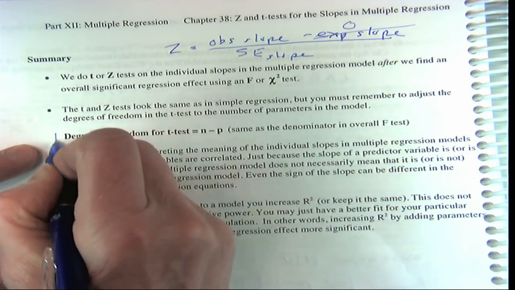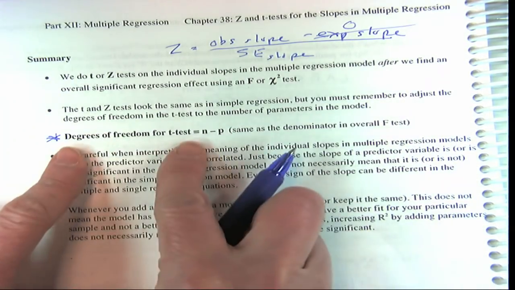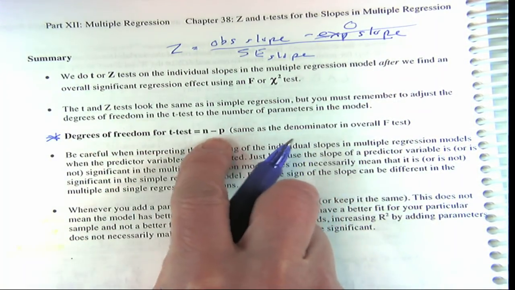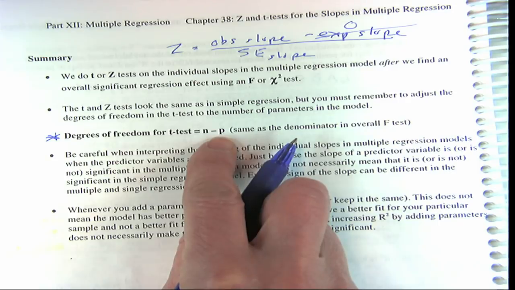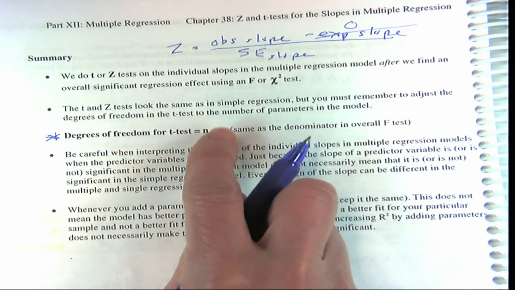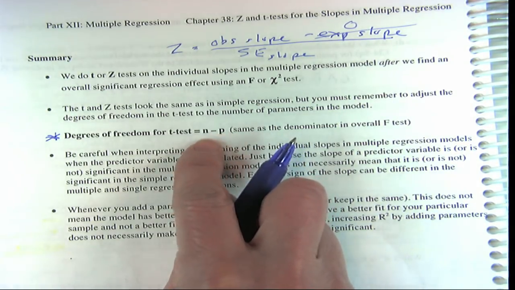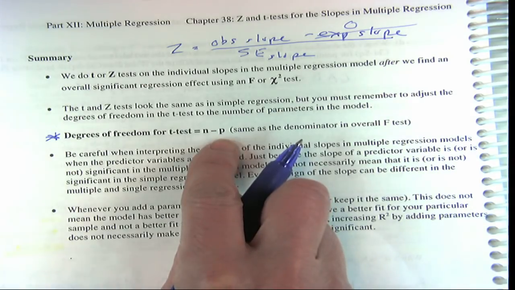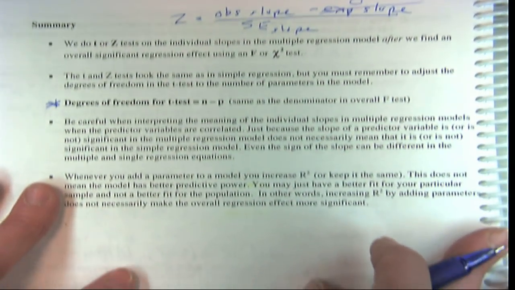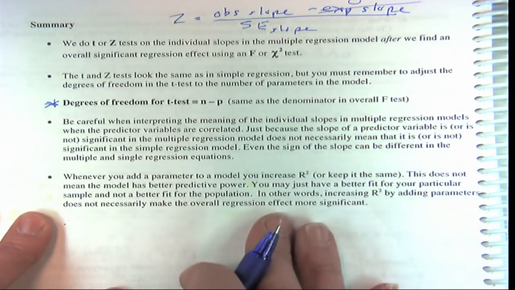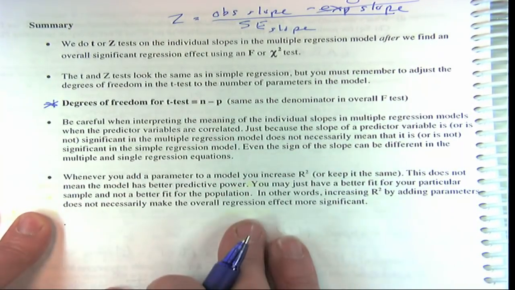The thing that changes is the degrees of freedom. So this is all you have to remember. The degrees of freedom for the t-test is n minus p. In simple regression, that's n minus 2. But every time you add a slope, that adds a parameter, so you'll get n minus 3 if you're fitting a plane instead of a line, n minus 4 if you have 4 parameters, etc. All right, so we just went over that.